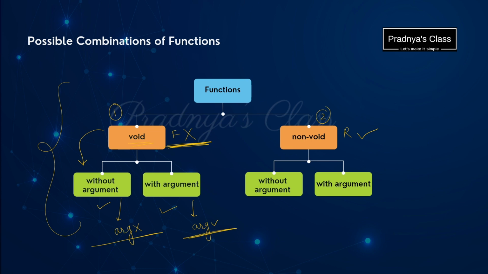Whereas coming to the second category, non-void function means it is returning the value. This also got divided into the same 2 categories, without argument and with argument. So what is this combination? Without argument means we are not passing argument, still we are getting back some value. And with argument means we are passing the argument and getting something back.